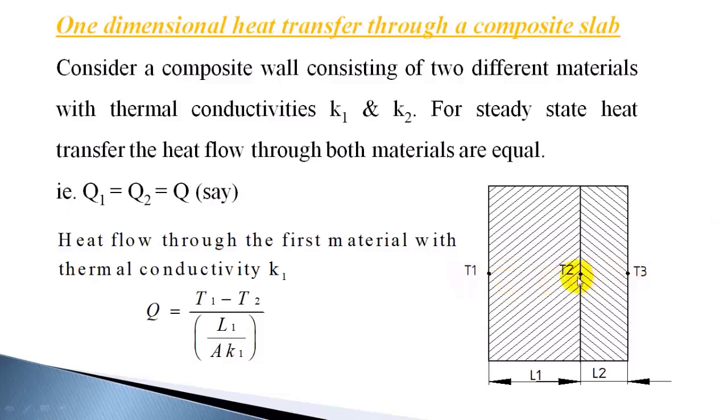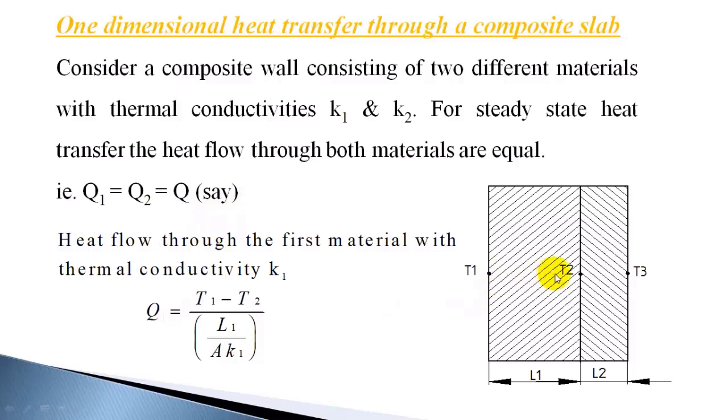In the beginning it will not be steady state, but after some time it will attain steady state, and when it reaches steady state, we are considering the heat flow. In that case, the heat flowing through this material and through this material will both be equal. So Q1 is the heat flow through this and Q2 is the heat flow through this. Q1 has to be equal to Q2 and we can say it's equal to Q.